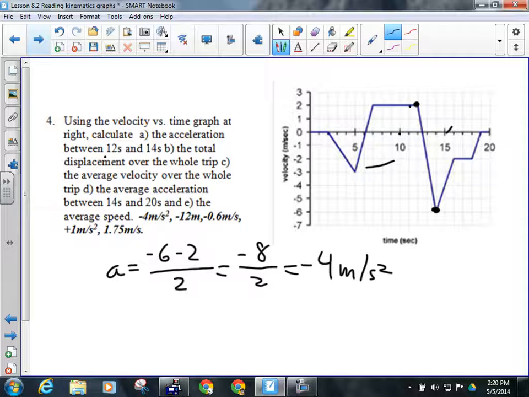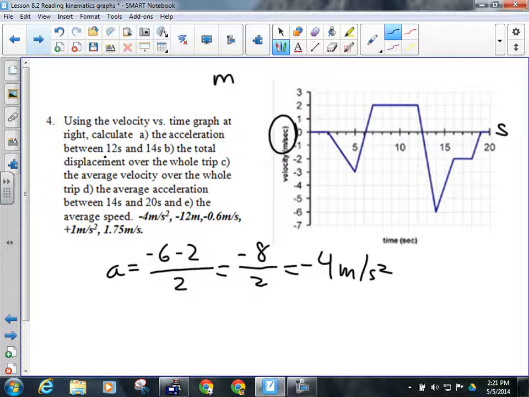Total displacement over the whole trip. This was the tricky one. When we talked about this in our notes, we said that displacement's supposed to have units of meters, but on this axis we've got meters per second, and on this axis we've got seconds. So in order to get the seconds to cancel, we need to multiply the y values by the x values. In other words, we had to find the area under the line. Okay, everybody with me there?